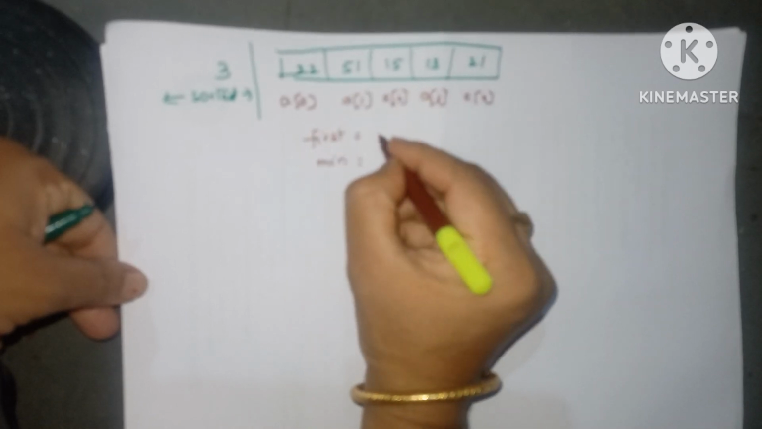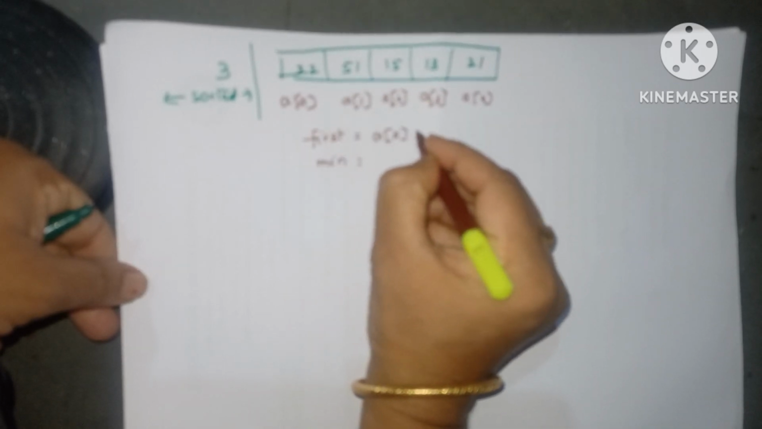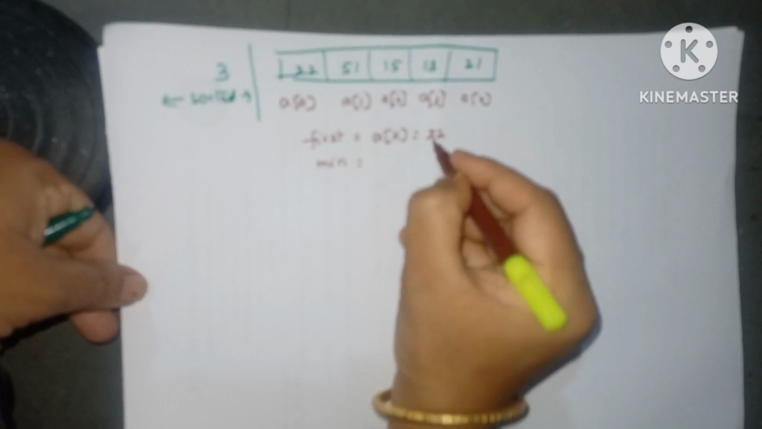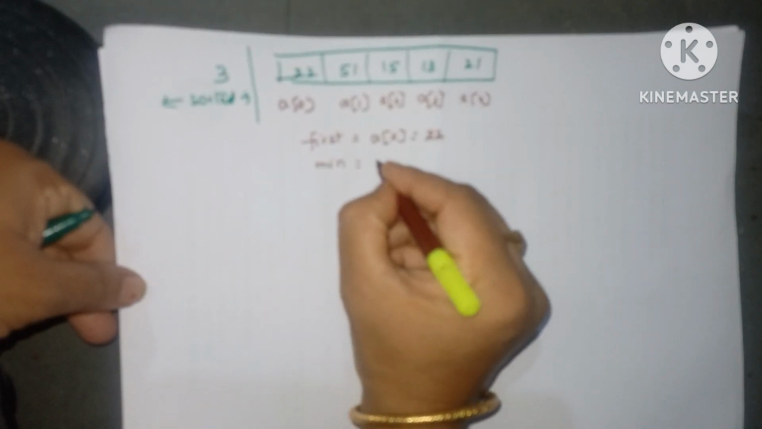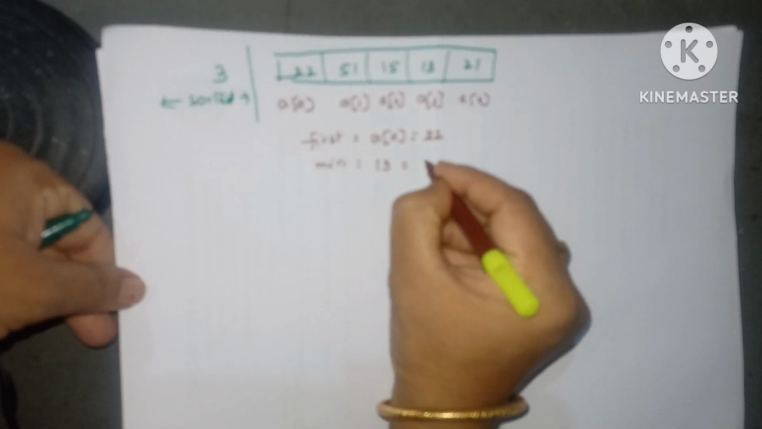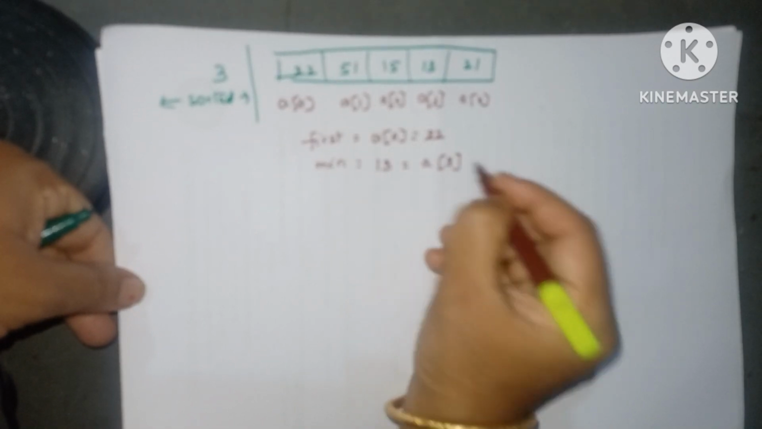What is the first element? A of 0. The A of 0 element value is 22. Minimum element. Which one is the minimum element out of these 5? 13 is the minimum element, in the position A of 3.